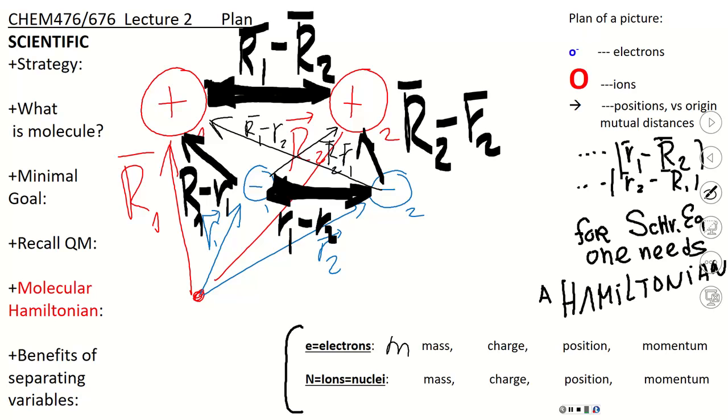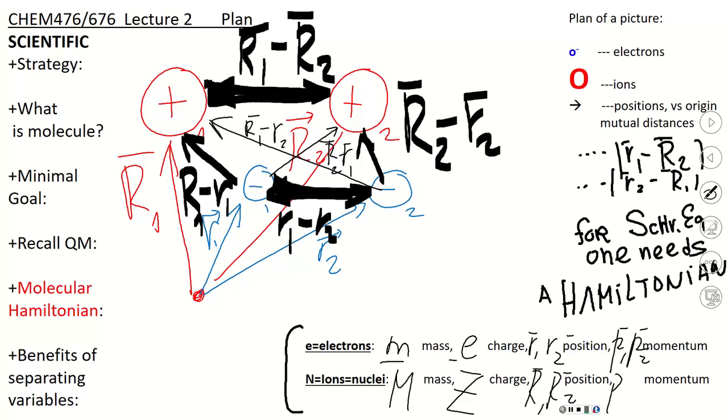So we can write that there is a charge of the electron, but it will actually be 1. And positions r1, r2. Momentum, we can call it p1, p2 vectors. And for the nucleus, we can call the mass capital M. Charge, well, it will be different. So sometimes it can differ from 1. Position R1, R2. Momentum P1, P2, just using uppercase.